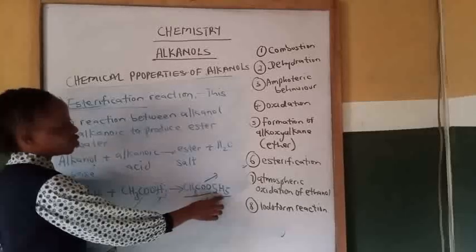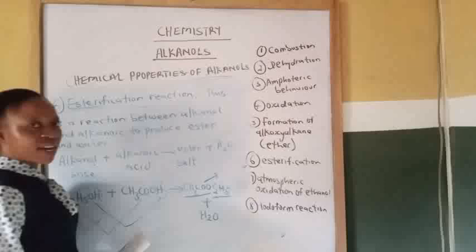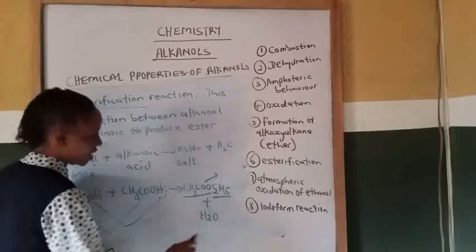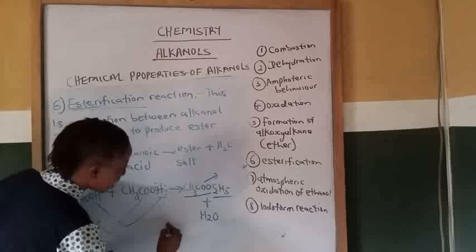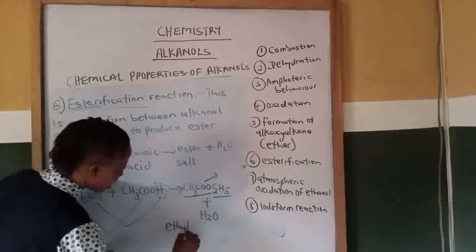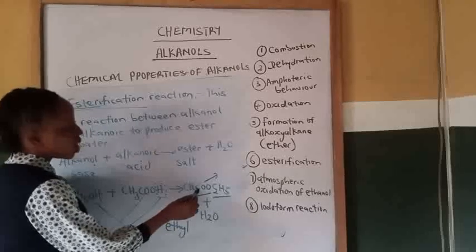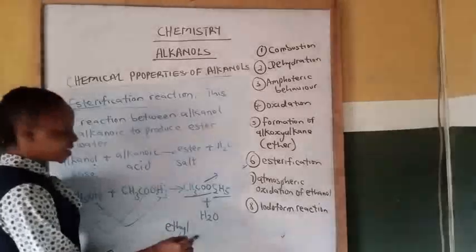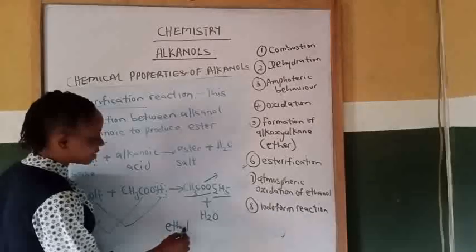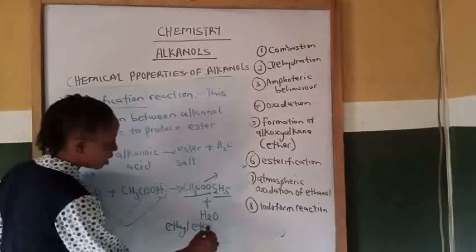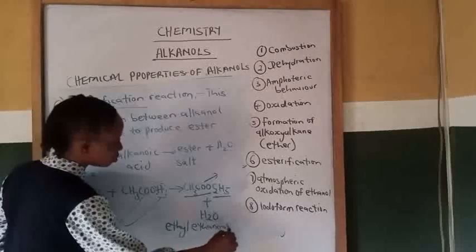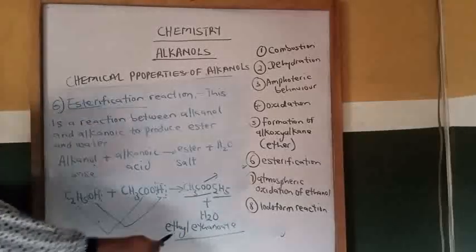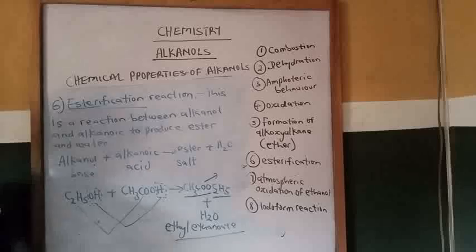This C2H5 is an alkyl group. C2H5 is ethyl. So we call it ethyl. An alkanoate with 2 carbon atoms is called ethanoate. So it is called ethyl ethanoate. And water. So our product now is ethyl ethanoate and water.